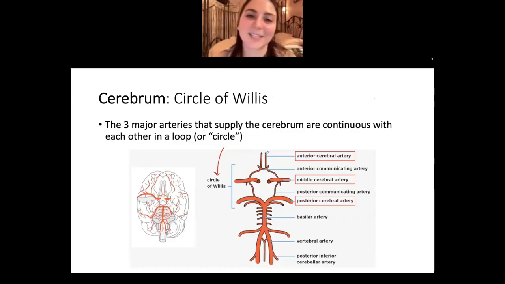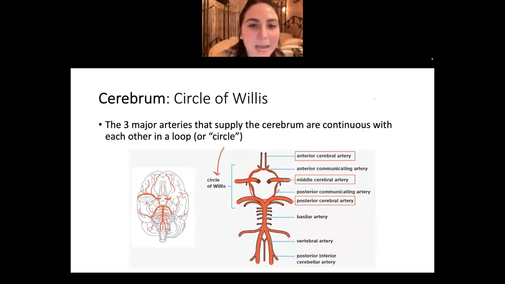And I just think it's funny. I always imagine Bruce Willis, just like being, I don't even know. But not he. The circle of Willis is a circle. Duh. This is the circle of Willis right here. It makes a nice little circle.